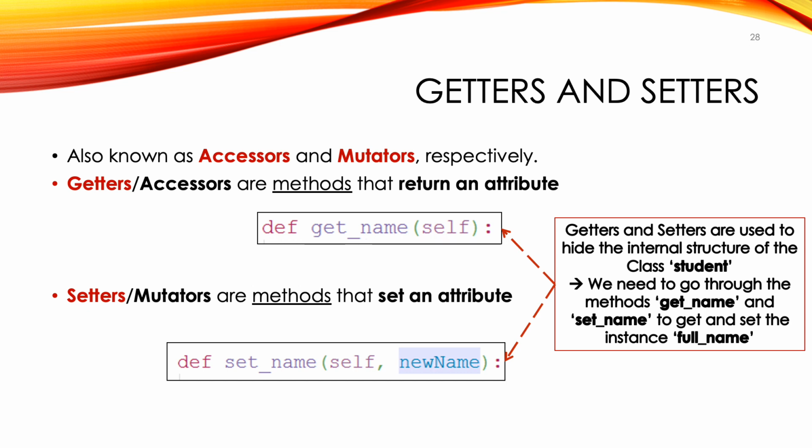Getters and setters, also known as accessors and mutators respectively. Getters are methods that return an attribute. Setters are methods that set an attribute. So you can see here getName will simply return the name of the student. For example, setName will update the attribute name according to the parameter new name in this case.